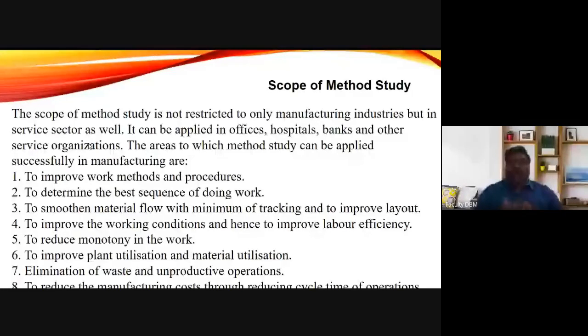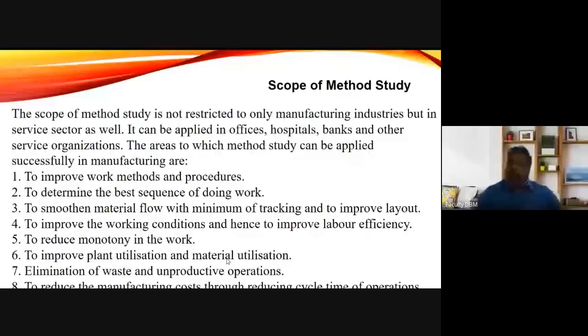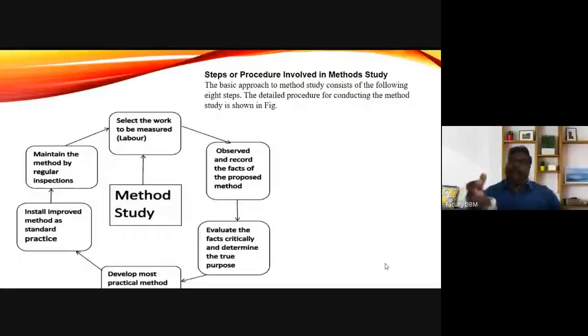So the situation demands, and everywhere you can use this method study to improve the working conditions, minimize travelling, and improve the layout, labor efficiency, machine efficiency, and material utilization by eliminating the waste and removing the unproductive operations. So with this we can increase the higher productivity. This is what I have for you for today.